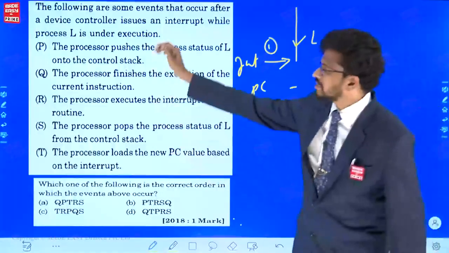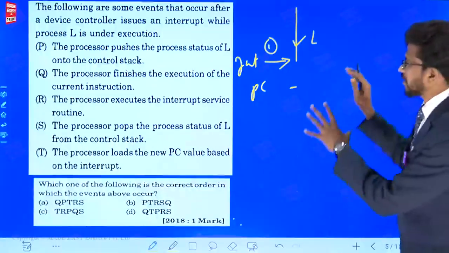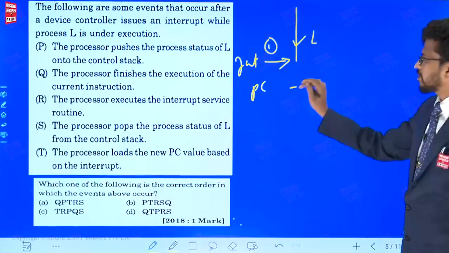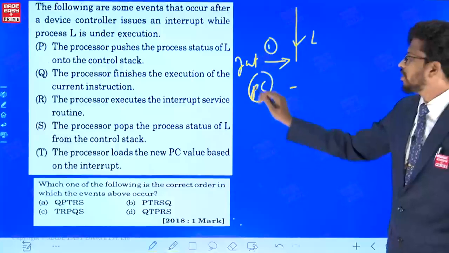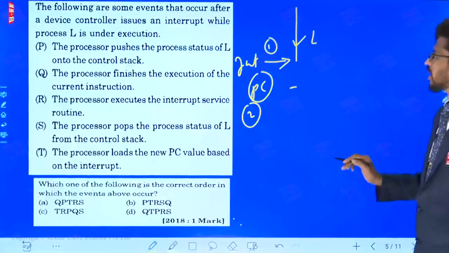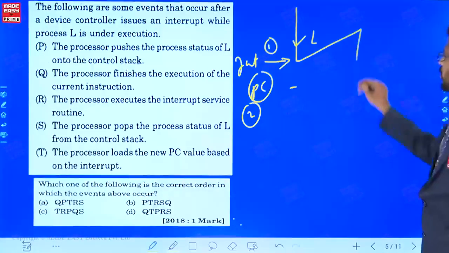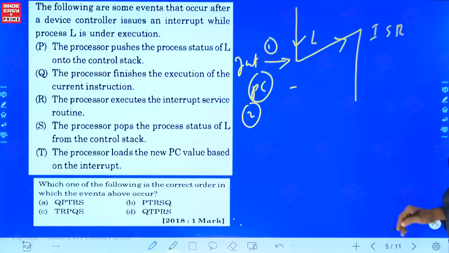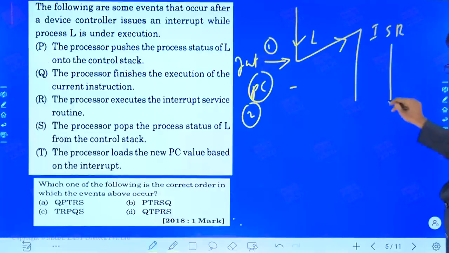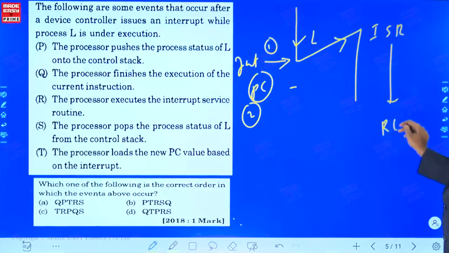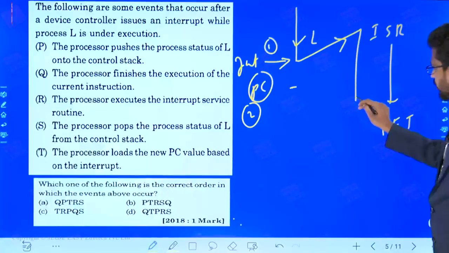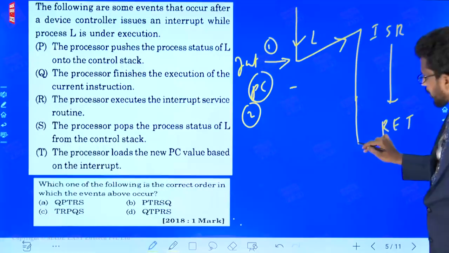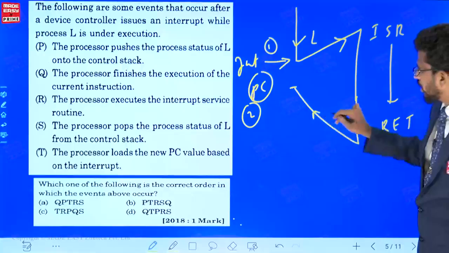So look at this. He's asking what is the sequence of events. I will explain the data, you try to answer the question. First, the status, the PC value, is pushed onto the stack. Then the program control will go to the interrupt service routine. After completing the interrupt service routine, generally the last instruction is a return. So after this, the program will come back to the main program which it was doing.